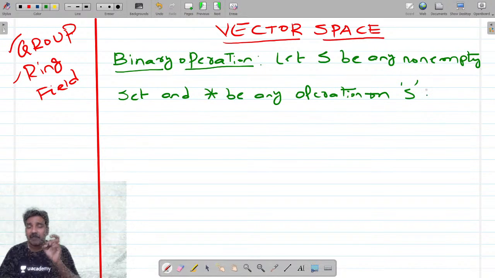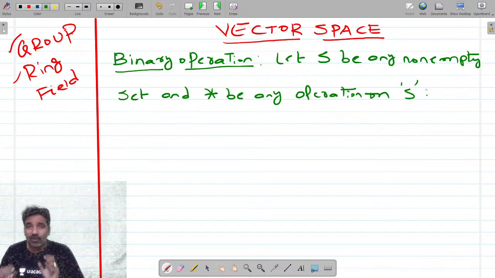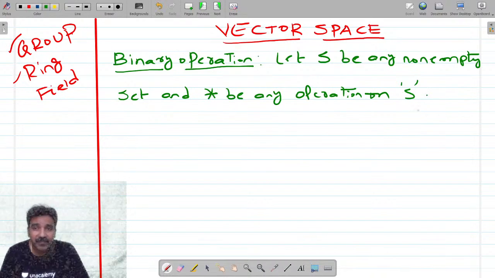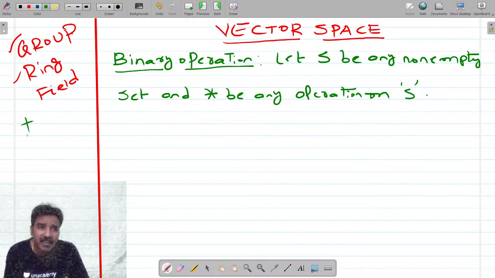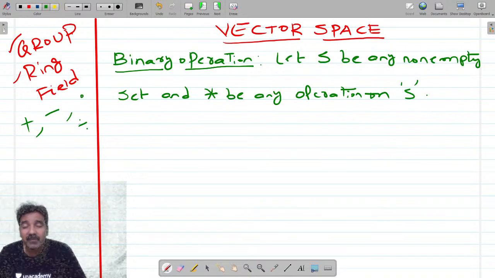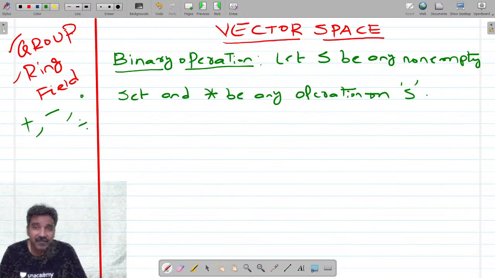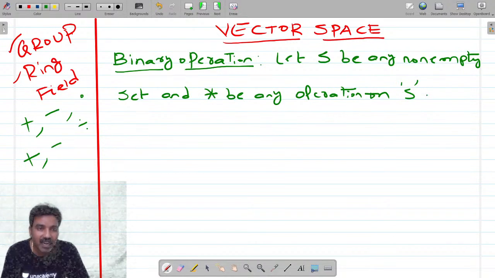Don't think that star represents multiplication. We do not know what is my set S. If elements of S are normal real numbers, then my star can be usual addition, or it can be usual subtraction, or it can be usual multiplication, or it can be usual division, etc. Suppose if elements of S are matrices, then my star can be matrix addition plus. My operation can be matrix subtraction. My operation can be matrix multiplication.